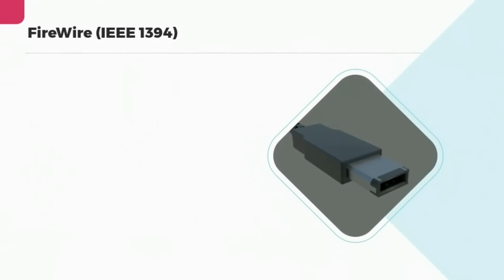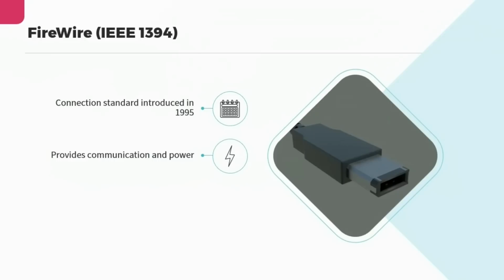FireWire, also known as IEEE 1394, which, by the way, stands for Institute of Electrical and Electronics Engineers, and then the 1394 is simply an ID number for this specification, is a connection standard released in 1995 by Apple, but to clarify, it was IEEE 1394 that defined the overall communication specifications, which were implemented by other companies as well, such as Sony and Texas Instruments, but the term FireWire refers specifically to Apple's implementation of this interface, and it became most commonly recognized by that name.